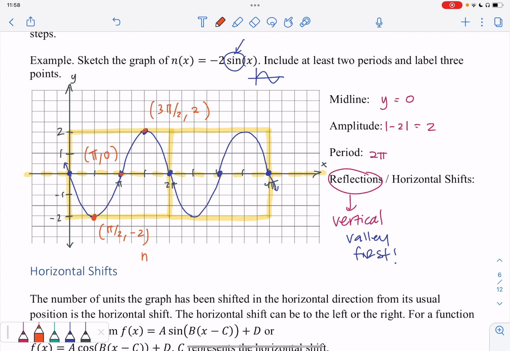I could do that. I could say, what is n of 3 pi over 2? Well, that's negative 2 times sine of 3 pi over 2. Sine of 3 pi over 2. If you don't have that memorized, that's okay. We can use a unit circle. 3 pi over 2 is down here. The y-coordinate on the unit circle there is negative 1. So this is negative 2 times negative 1, which is 2. So do I have the point 3 pi over 2, comma 2 on my graph? I do.